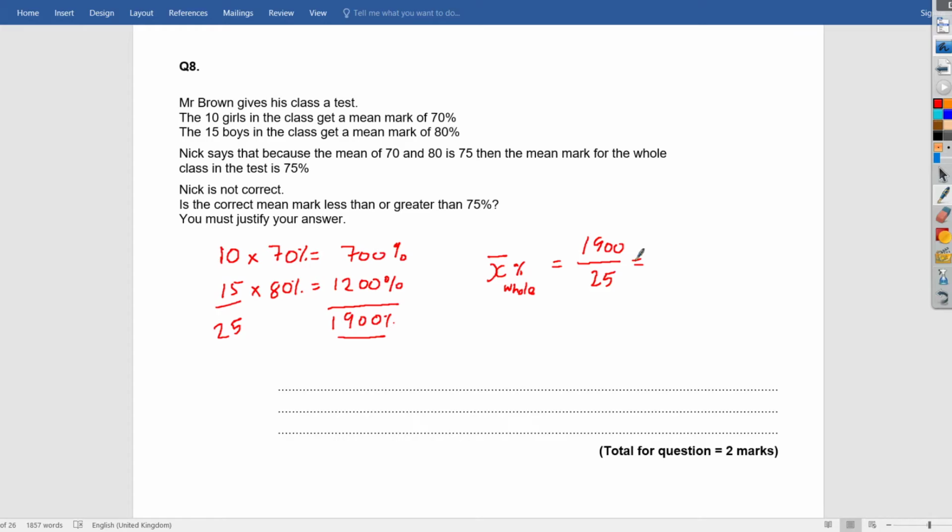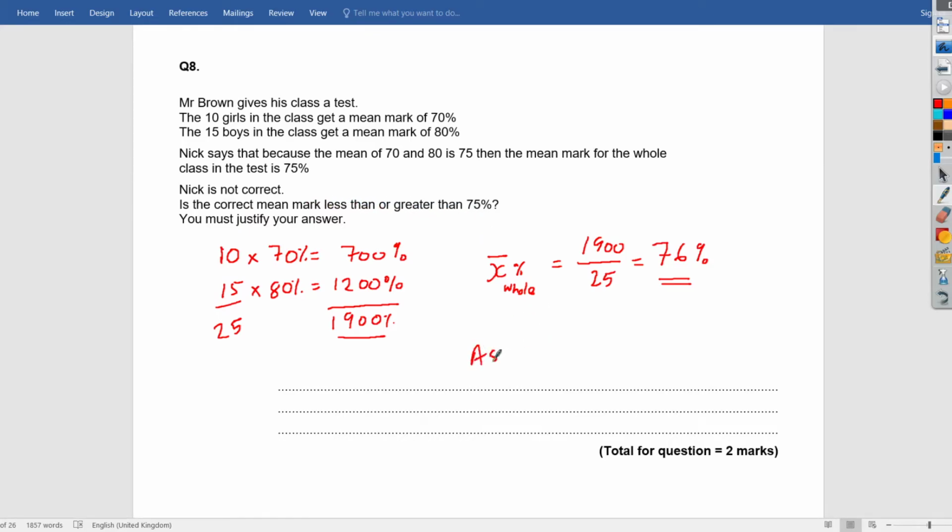If you get your calculator and just do 1900 divided by 25, you're going to get a percentage, an average of 76%. So it's edging closer, higher than 75%, which we earlier on suggested. Okay, so there you go. So is the mean mark less than or greater than 75%?